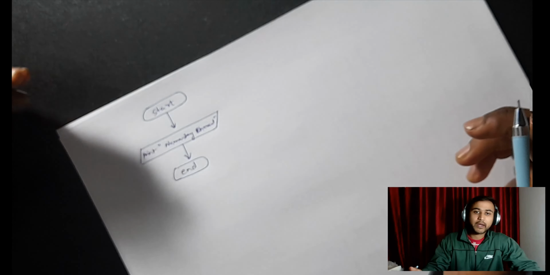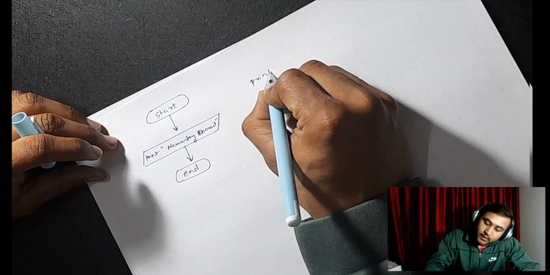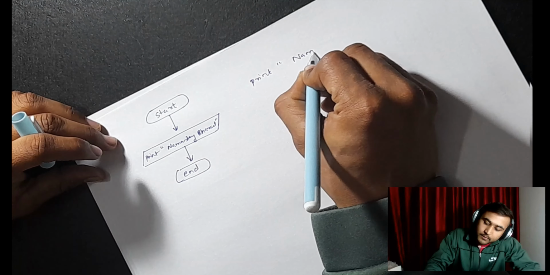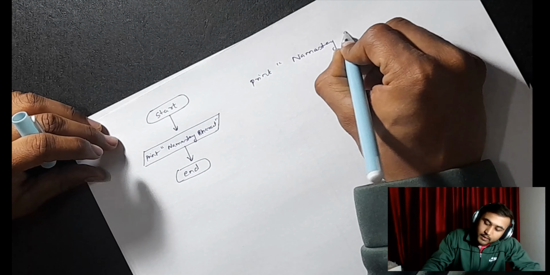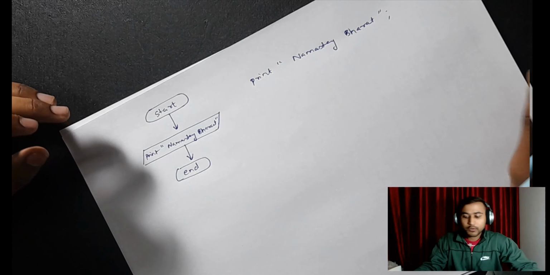Now if we want to write its pseudocode, then we can write print Namastey Bharat. So this will be our pseudocode for printing the Namastey Bharat. Now let us see how to print Namastey Bharat on our console by writing one program. So let us write one program of it.